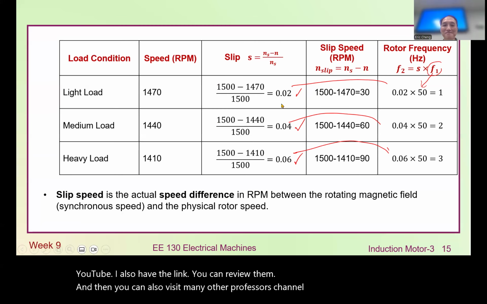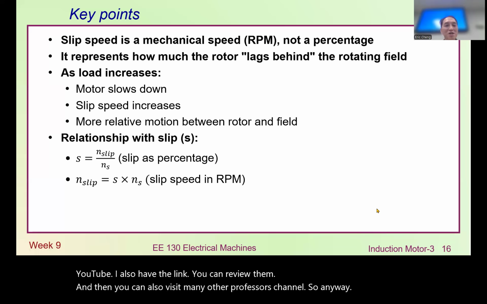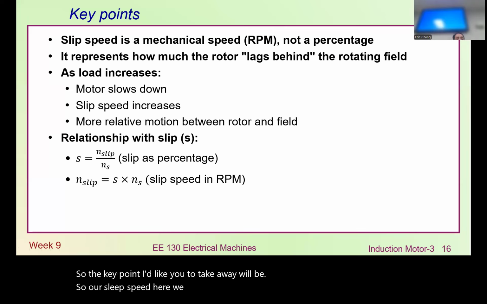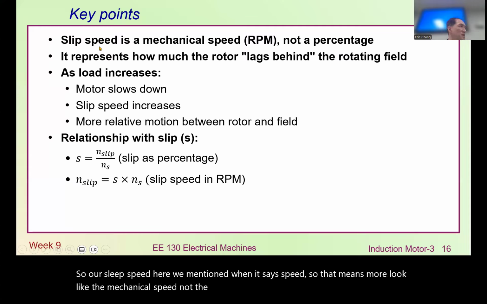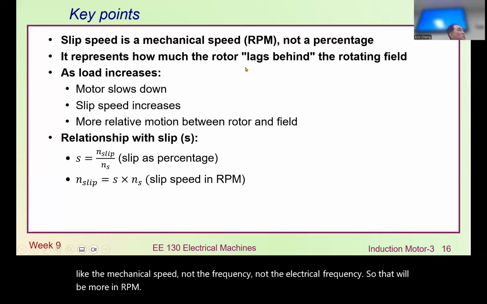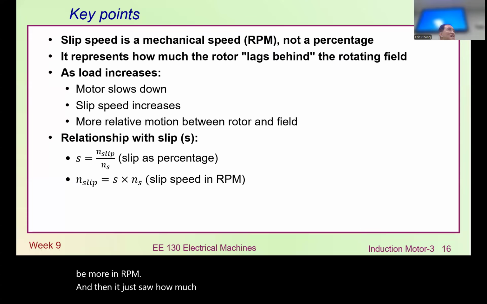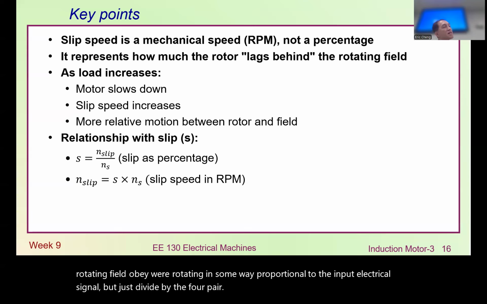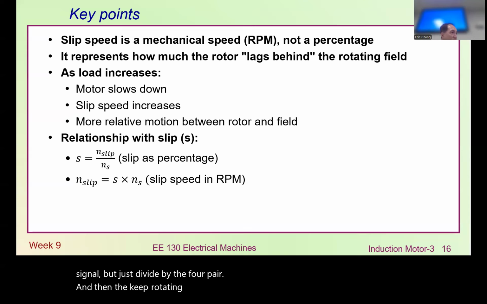So anyway, the key point I'd like to take away is our slip speed here. When we say speed, that means more like the mechanical speed, not the electrical frequency. So that will be more in RPM. And then it just shows how much the rotor is lagging behind the rotating field. The rotating field is always rotating proportional to the input electrical signal, but divided by the pole pair, and it keeps rotating with this pole pair, next pole pair, and so on.